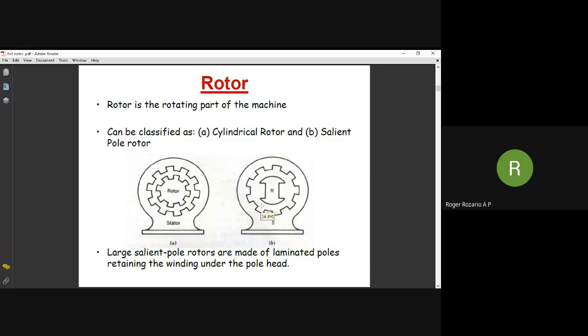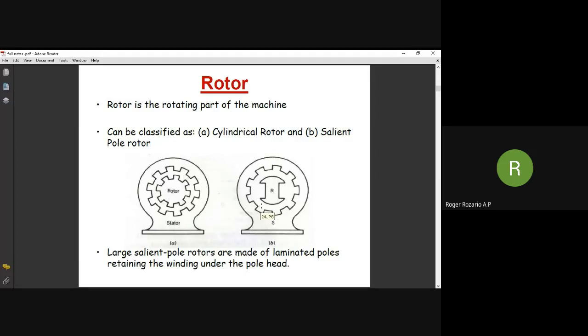We have seen two types of rotor, right? In the last class: cylindrical rotor and salient pole rotor. So what is a cylindrical rotor? How is its construction? No answers. Yes, Vijay has posted in chat.